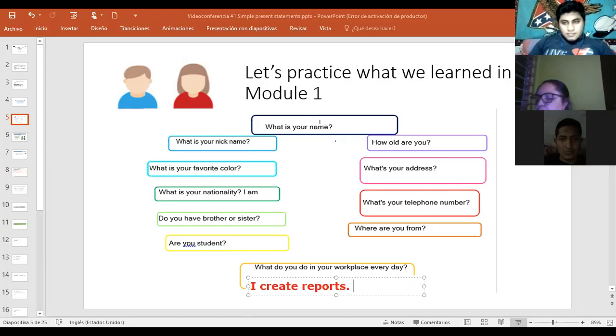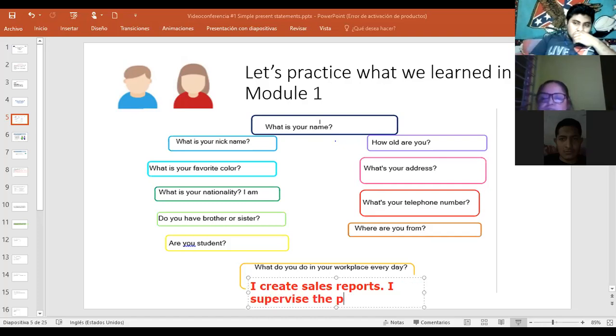The sales. I create sales reports. What else? ¿Qué más? I supervise the personnel, for example. The personnel. Two activities, that's okay.